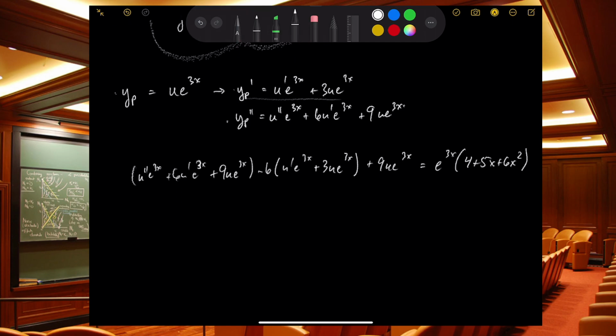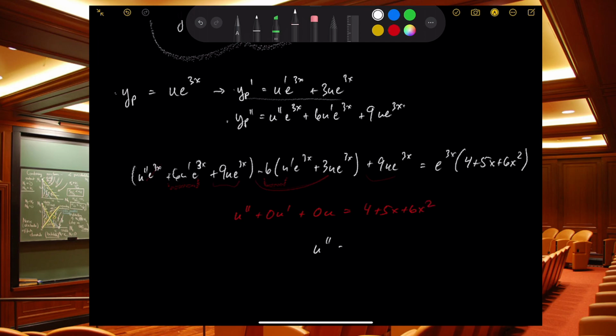So let's reduce some stuff. We'll drop the e to the 3x. We'll be left with u double prime over here on the left. We'll also see that the u prime and u terms all drop off, right? Plus 6u prime minus 6u prime, plus 9u minus 18u gives me 0u prime plus 0u, all equals 4 plus 5x plus 6x squared.